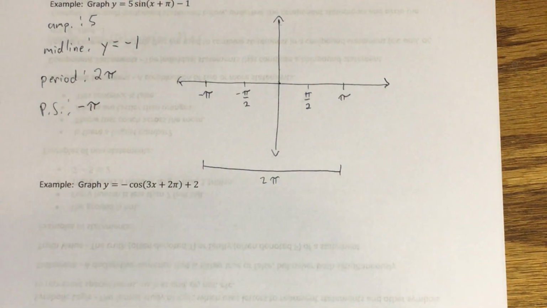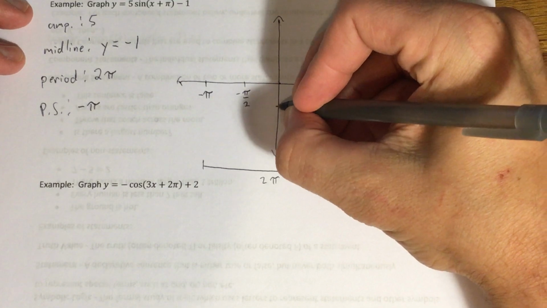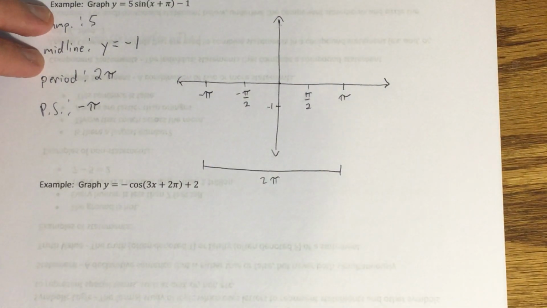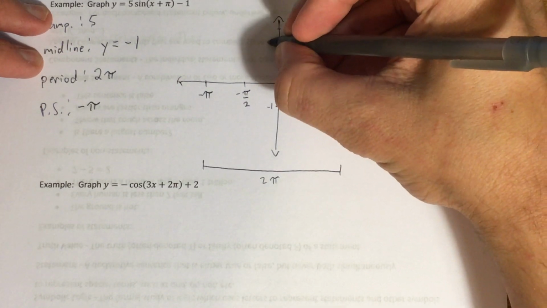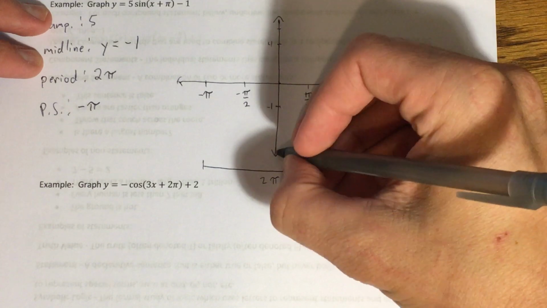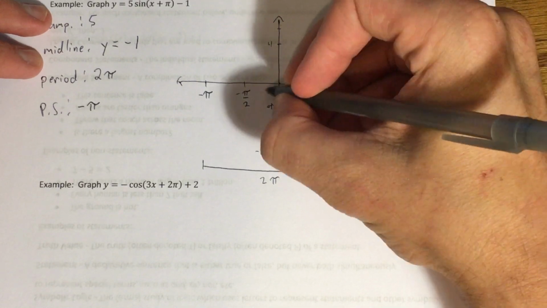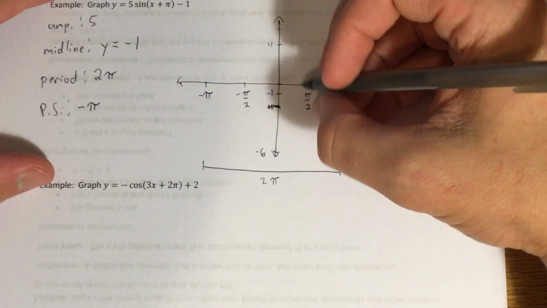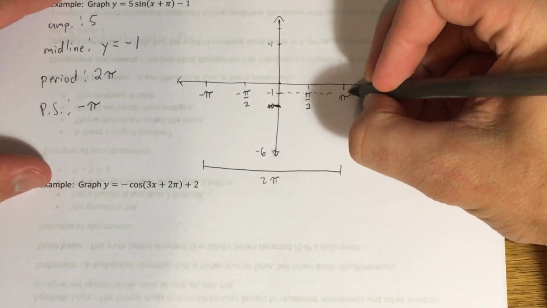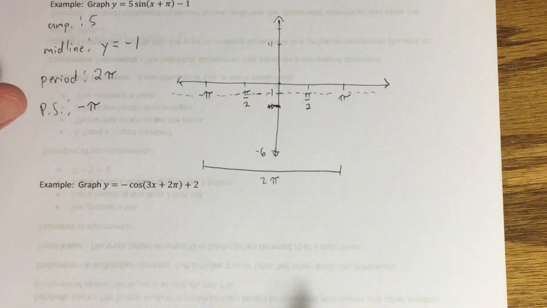I did this in the reverse order that I normally do it in, so let me go back up here and do my amplitude and midline. What's my midline? It's y equals negative 1, so negative 1. And then my amplitude is 5. I need to add 5 to negative 1, which takes me up to 4. Then I need to subtract 5, which will take me down to negative 6. Things are not really to scale here, and I'm not too concerned with that. I just want to make sure I have the correct labels. There's my midline.